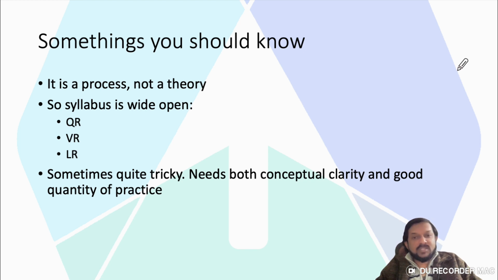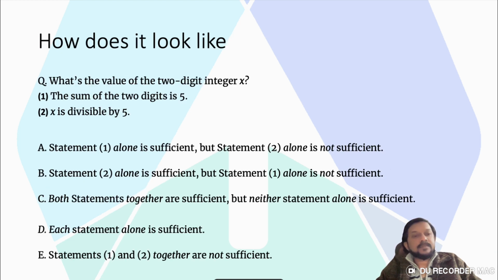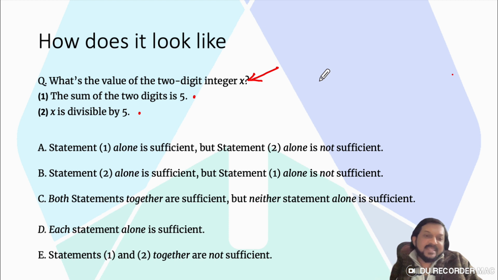Let's look at how this question looks. This is a typical data sufficiency question. As you can see, there is one question followed by two statements, and these statements are known as data. So basically, this question seeks an answer and the data to get the answer to this question is available somewhere in these two statements.